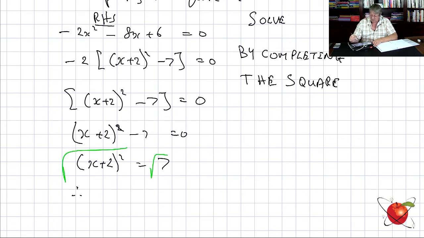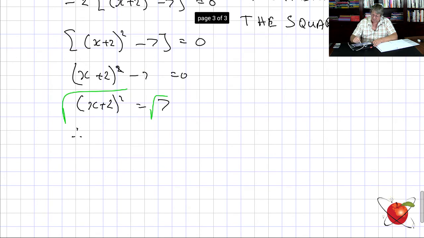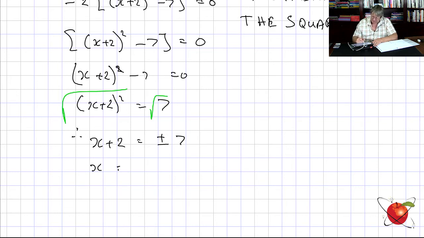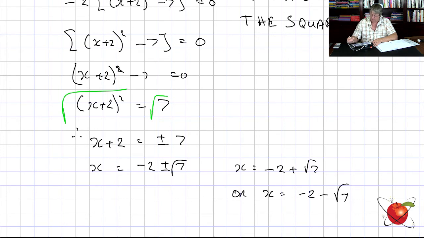Can you see? These, guys, are going to be a lot of marks. And as you know this method and recipe, they're in the bag. Take the square root, that gives me x plus 2 equals plus or minus root 7. Therefore, my final answer is x is going to be equal to minus 2 plus or minus root 7. Therefore, x equals minus 2 plus root 7, or x equals minus 2 minus root 7.